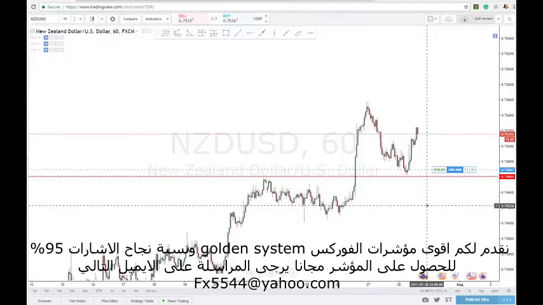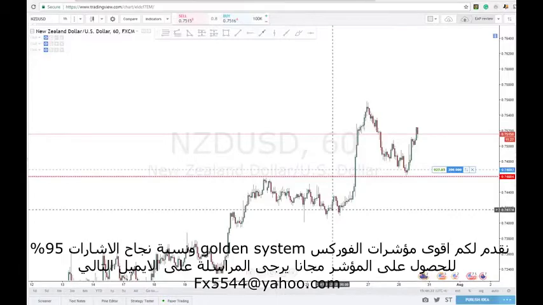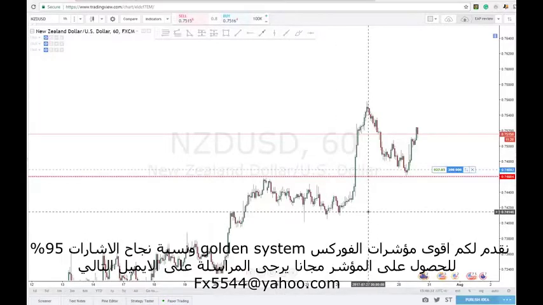I'm going to take you guys through the market and show you some conditions you can use before using an entry reason like a breakout pattern. So let's go ahead and get started. So here on the New Zealand dollar, let's discuss why I had a long bias.